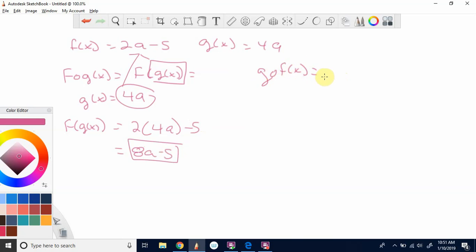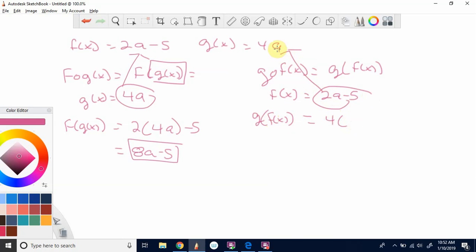Okay, now to do g of f, I do the opposite. So I start with f of x. Remember, this is g of f of x. So f of x equals 2x minus 5. Now if I want to do g of f of x, I'm putting this into here. So 4 times what? 2x minus 5. Now you just simplify: 8x minus 20. Okay, so you see these are both linear.